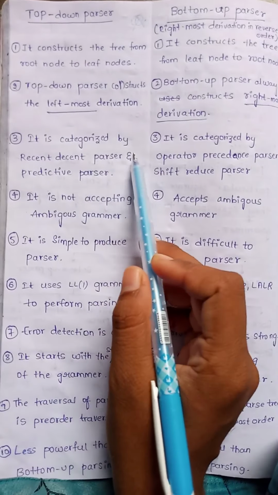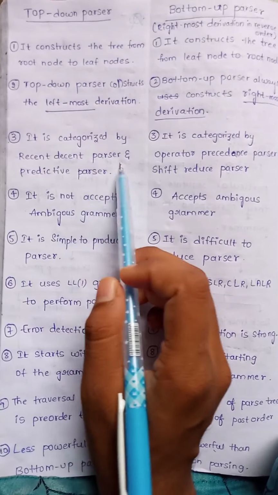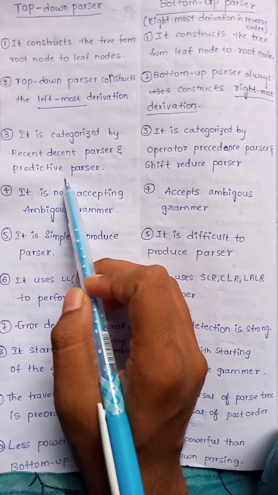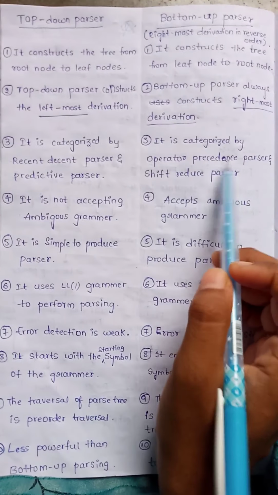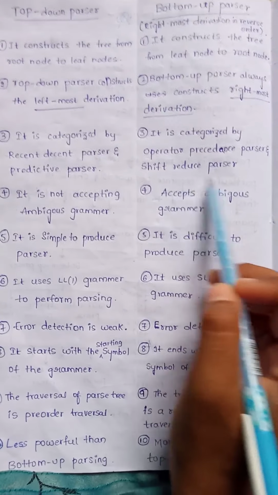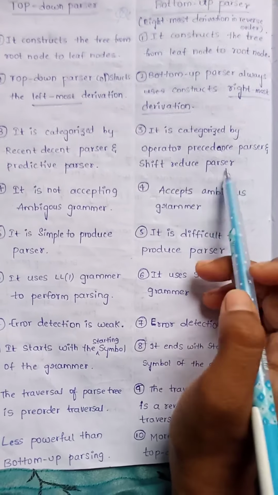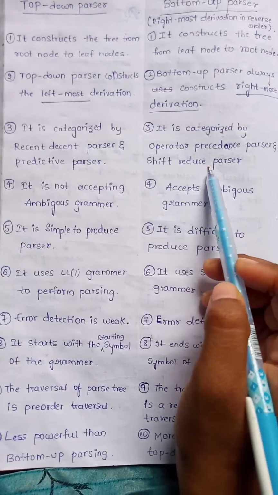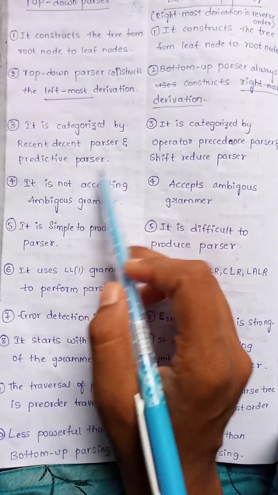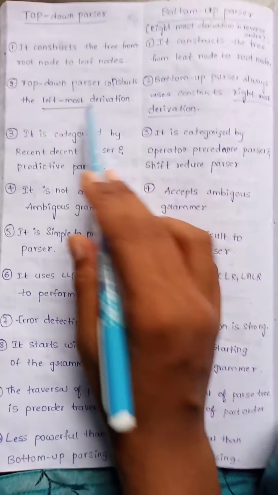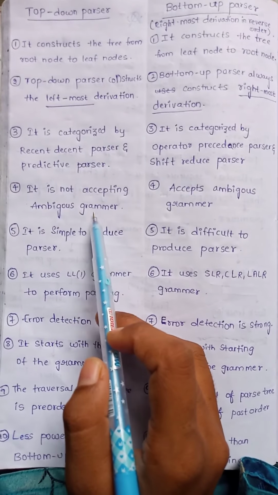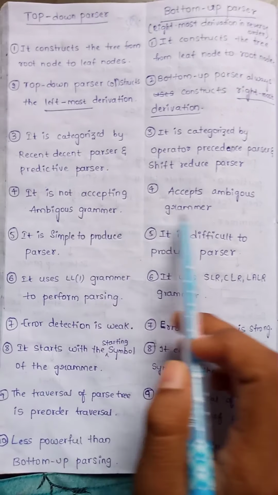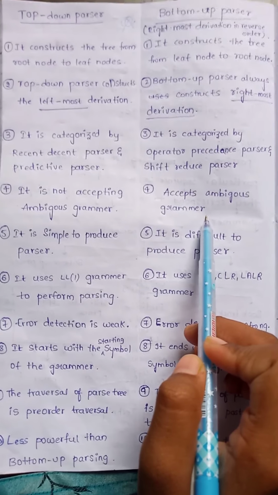So top-down is categorized into recursive descent parser and predictive parser. As we have seen in the previous video, you will get this. And bottom-up is categorized into operator precedence parser and shift reduce parser. Same as in the previous video, I have explained the further divided parts of top-down and bottom-up parser. So top-down parser does not accept ambiguous grammar, whereas bottom-up parser accepts ambiguous grammar.